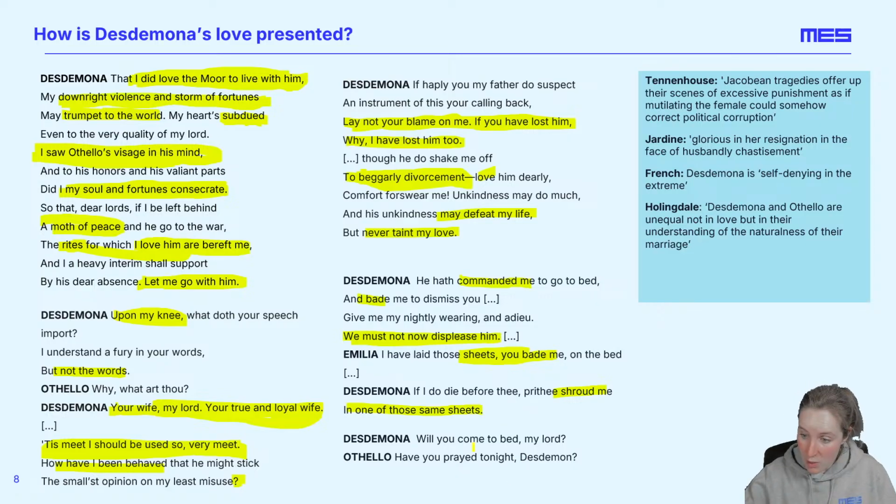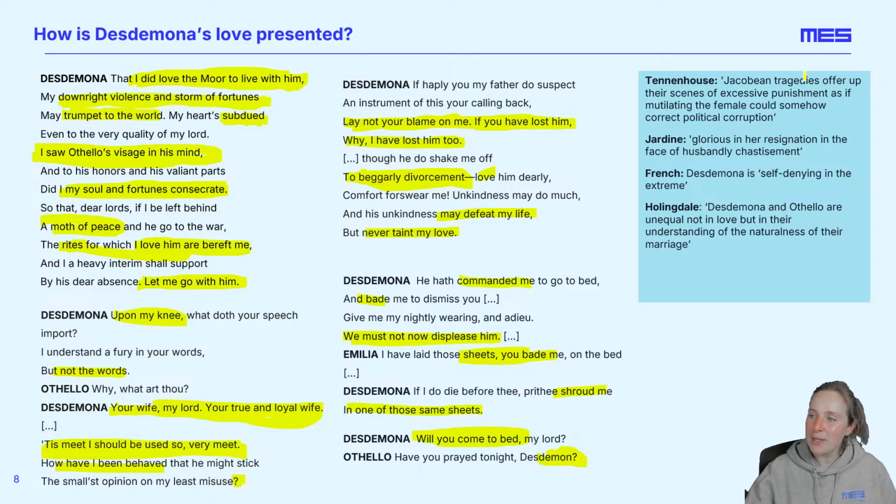Desdemona also says, will you come to bed, my lord? And Othello says, have you prayed tonight, Desdemon? Notice the way he refers to her here just before he kills her. But she's asking him to come to bed, so she's inviting him here. It seems like her love is not just idealized, but also real and passionate. She wants to be with her husband on their wedding night.